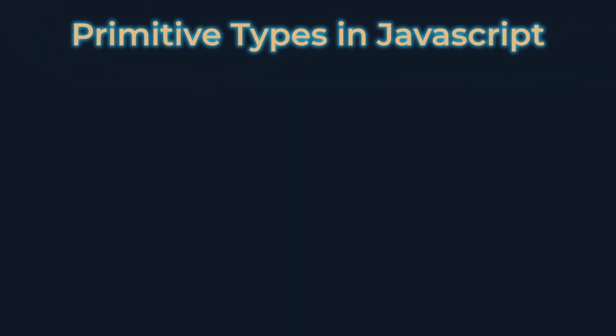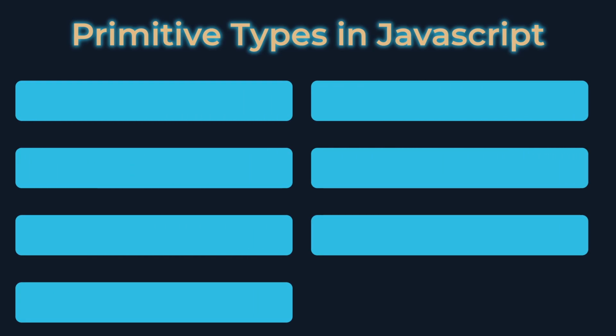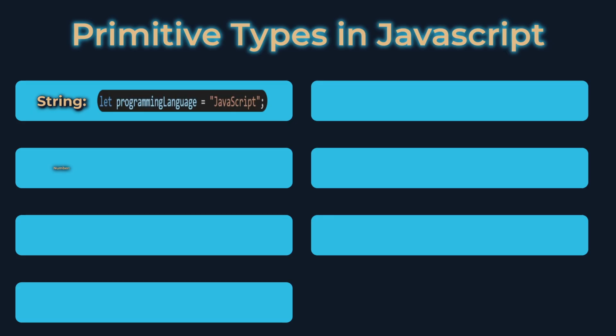Let's start with the primitive data types. These are the basic building blocks in JavaScript. There are 7 of them. 1. String, used to represent text. Double or single quotes, both work. 2. Number, represents numeric values, including integers and decimals. JavaScript has only one number type for all numbers, no distinction between int or float.